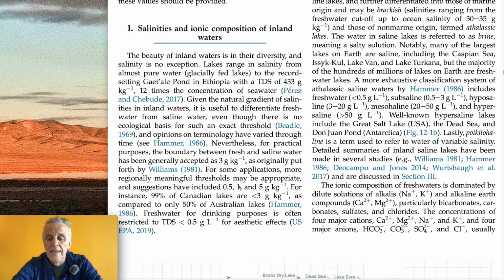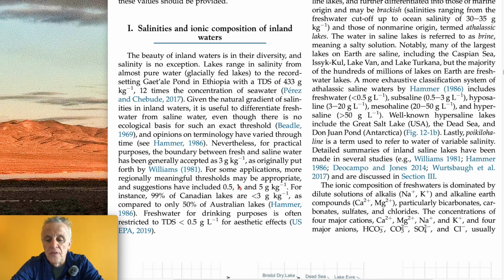Lastly, poikilohaline is a term used to refer to water of variable salinity. Detailed summaries of inland saline waters have been made in several studies and are discussed in section 3.